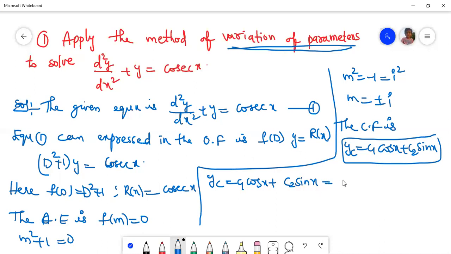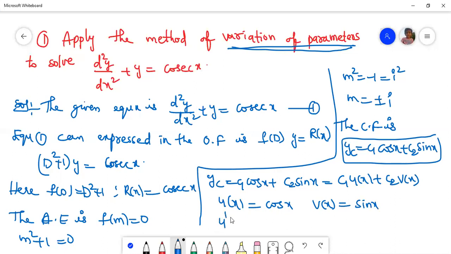Comparing with c1 u of x plus c2 v of x, here u of x equal to cos x, v of x equal to sin x. Next, find the derivatives. u dash of x equal to minus sin x, v dash of x equal to cos x.